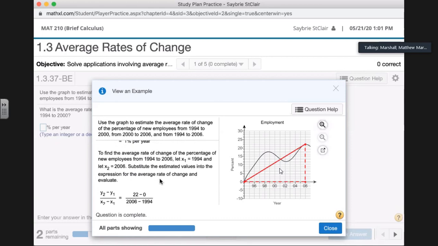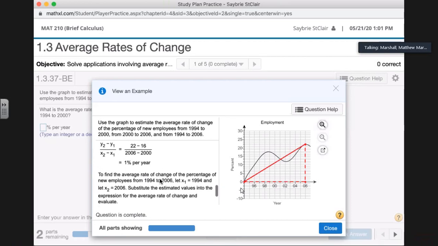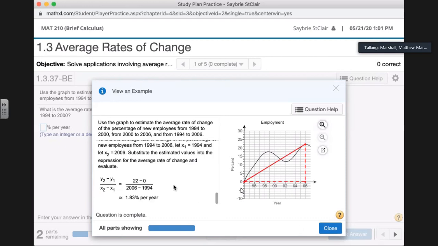Hold on one second, let me check one of those answers. So 22, let's try this one. 22 minus 16 is 6, so 6. Alright, so that's pretty easy. Yeah, slope, and then just made into a percent. They're not even changing the answer, just putting the percent symbol on it.